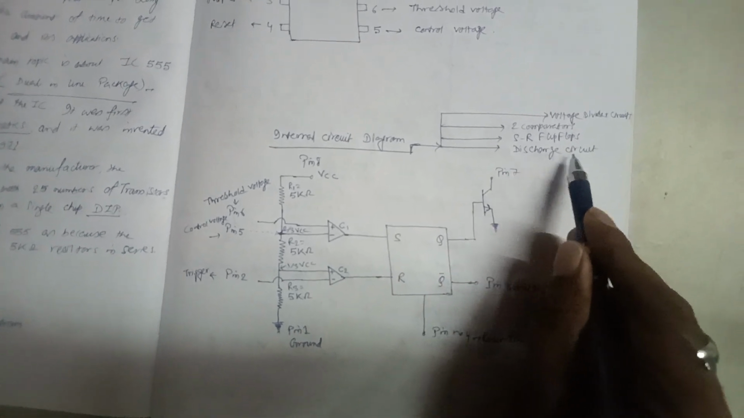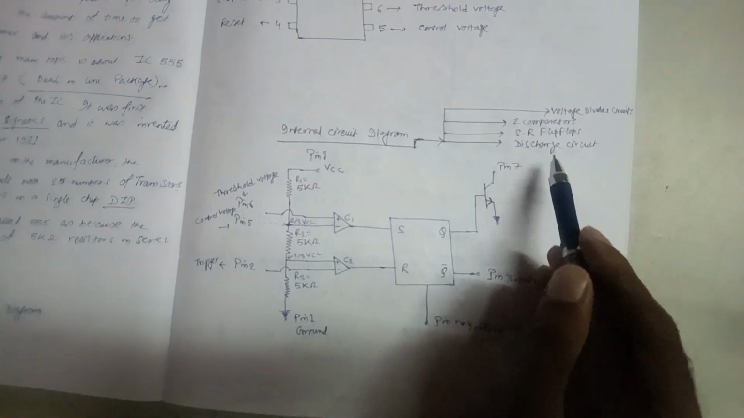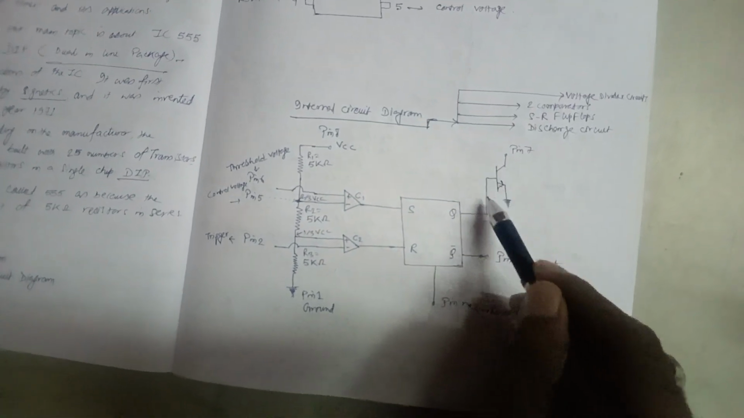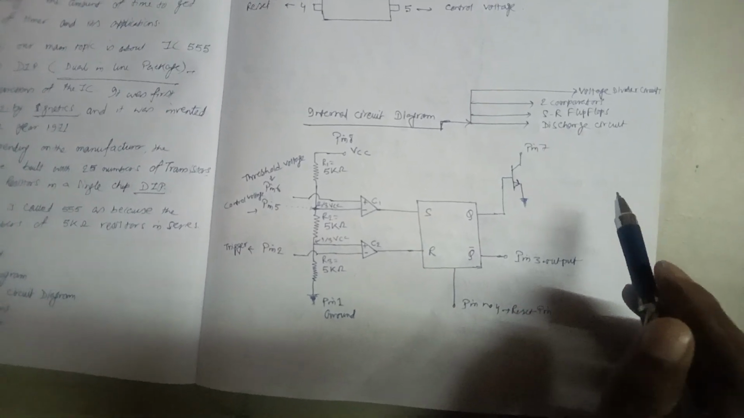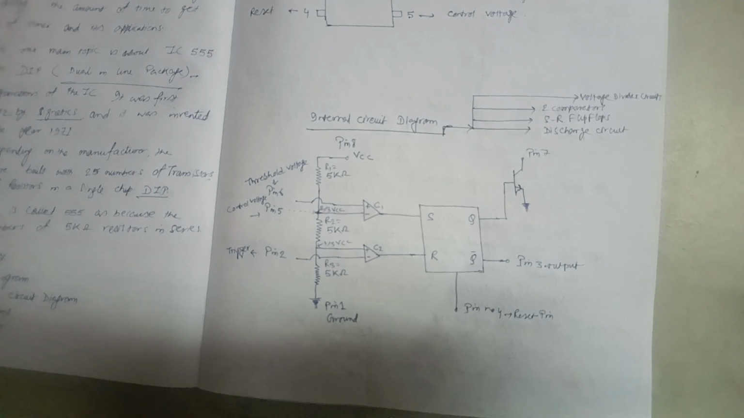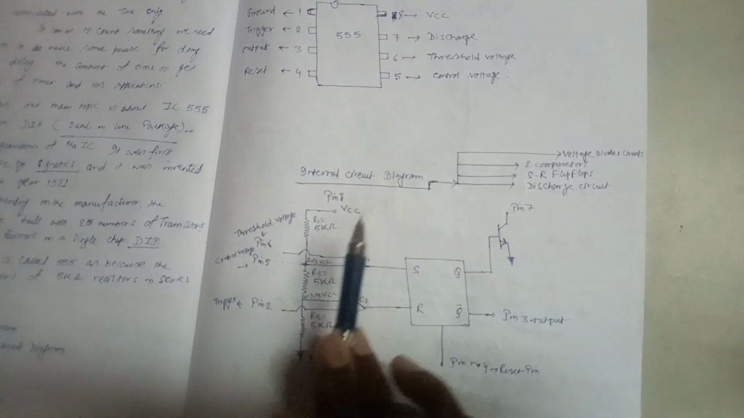And then the discharge circuit. This pin number 7 is our discharge pin. So there is a transistor associated here, the discharge circuit. Now we are going to discuss this internal circuit diagram.